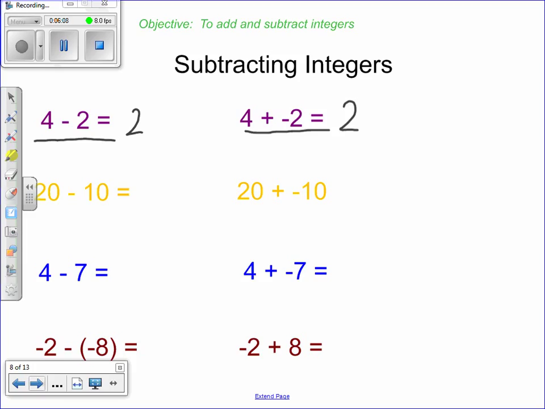Huh, same answer. Coincidence? Maybe. All right, let's move on. On your calculator, or in your head, whichever way you know you'll get the correct answer, figure out the answer to those 2. So pause, figure out the answer.